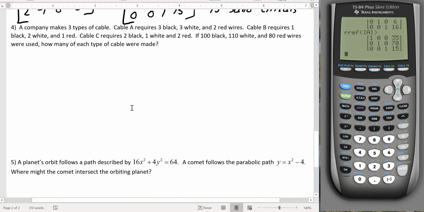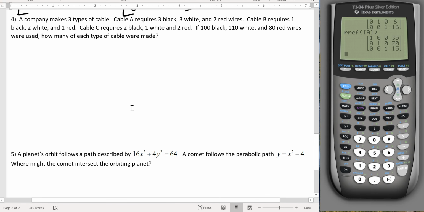This is a great problem. This is one of my favorite problems from the whole unit. A company makes 3 types of cable. Cable A requires 3 black, 3 white, 2 red. Cable B requires 1 black, 2 white, 1 red. Cable C requires 2 black, 1 white, 2 red. If 100 black, 110 white, and 80 red wires were used, how many of each type of cable were made?